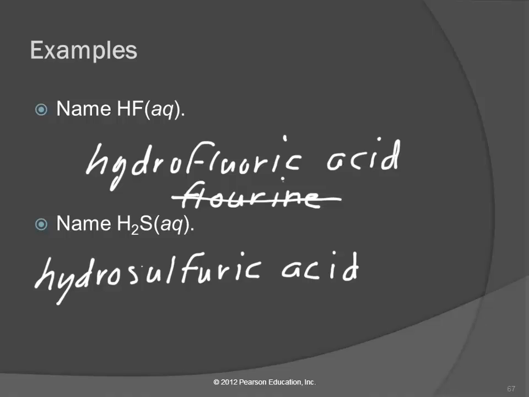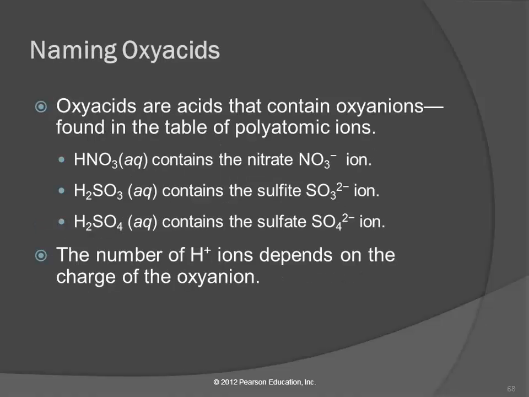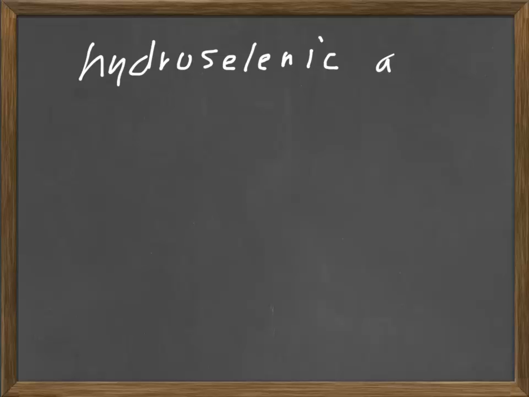Any questions? I think we need to do an example because I don't think they have one coming up next. Nope, they don't. We need to do an example of writing formulas from the names of these guys. So what if we had hydroselenic acid? Well, from that name, we see that it's a binary acid. It's going to be hydrogen and what element? Selenium.